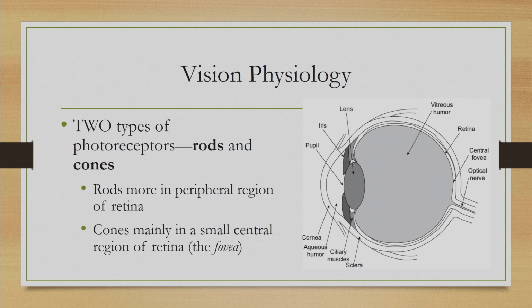Now, there are two types of photoreceptors, rods and cones. Rods are more in the peripheral region of the retina, this region, whereas cones are mainly in a small central region of retina called the fovea, this component. So, we have two types of photoreceptors, rods and cones in retina, which receive the light and help create the image.